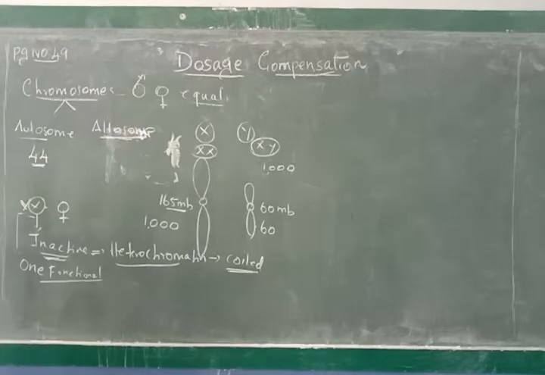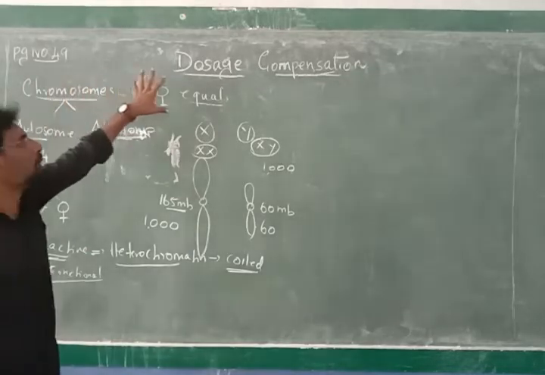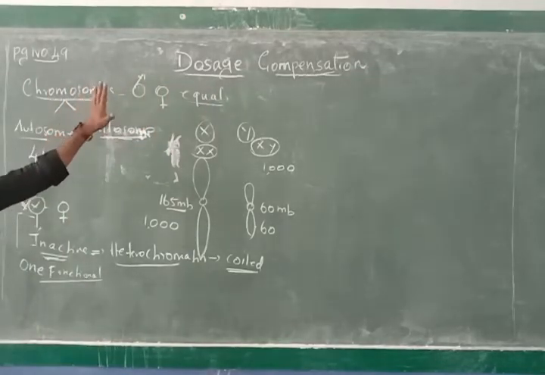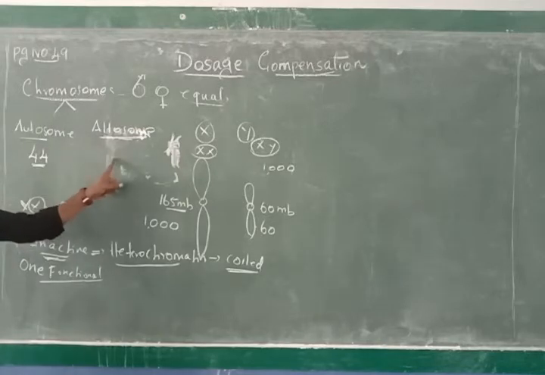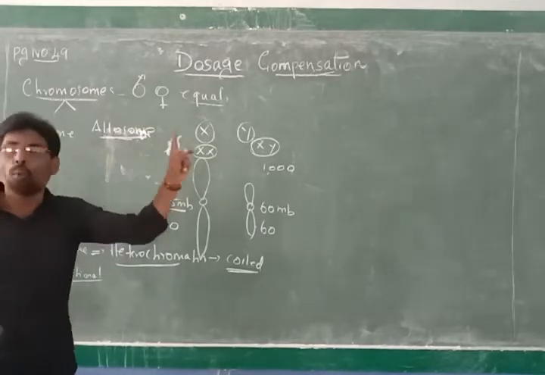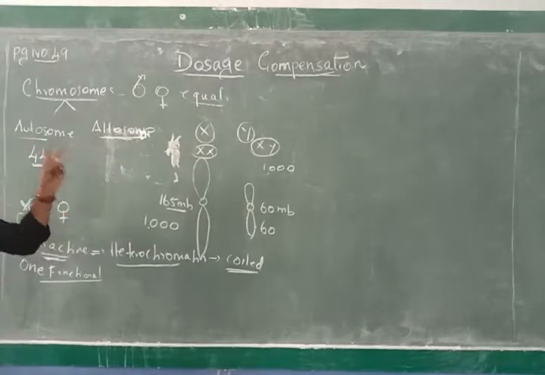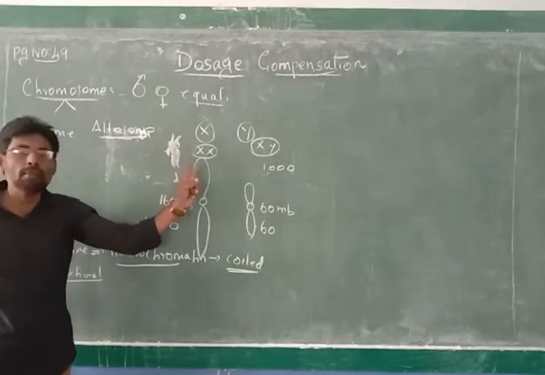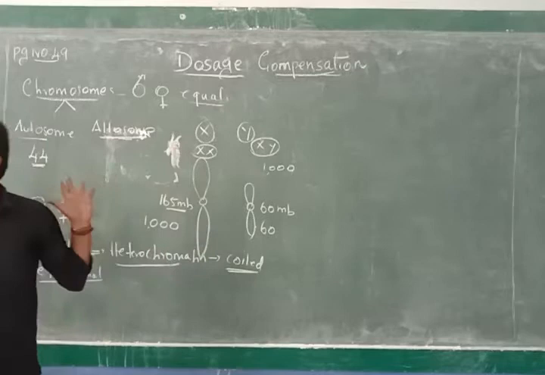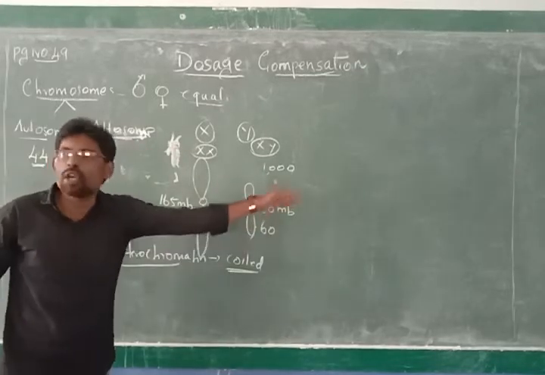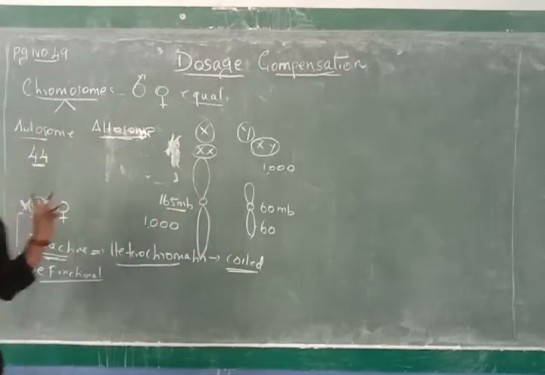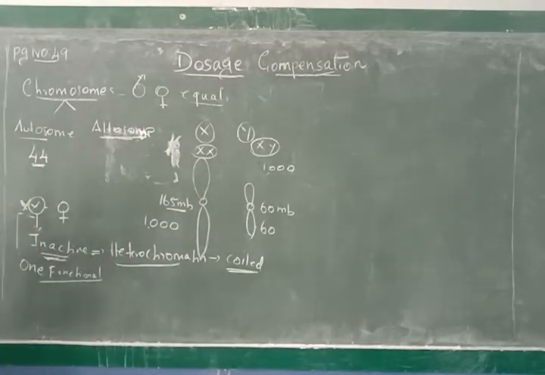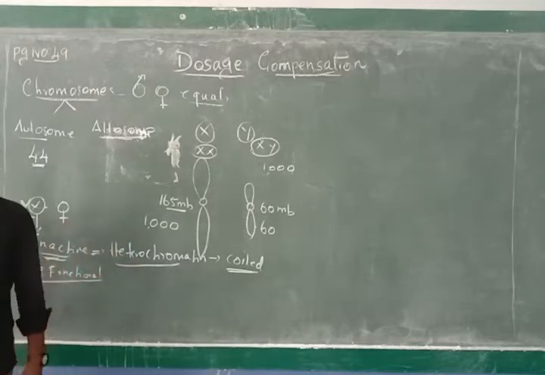So now I just come back. The chromosomes must be equal in male as well as female. But when you talk about it, only the autosomes are equal, not the allosomes. Why? Because male has 1 X chromosome whereas female has 2 X chromosomes. In the sense, the female will have more functional genes compared to the male. So you have to compensate that dosage. So how does it get compensated? One of these X chromosomes becomes inactive to form heterochromatids.